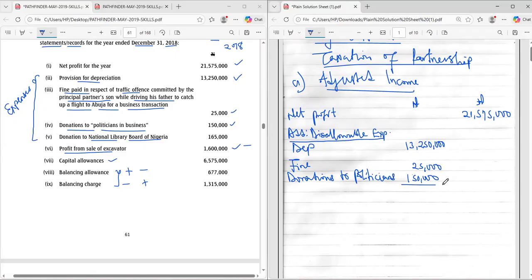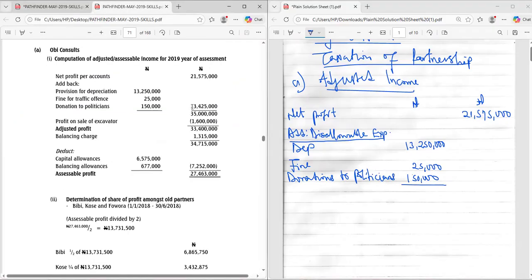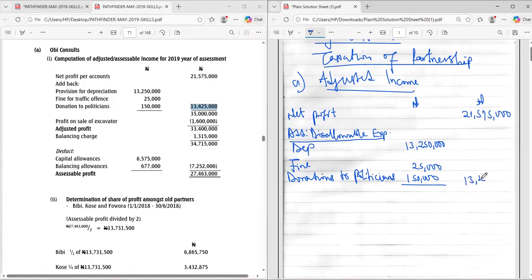So help me add up. You should be getting 13,425,000. So add it up to your 21,575,000. That gives 35 million.